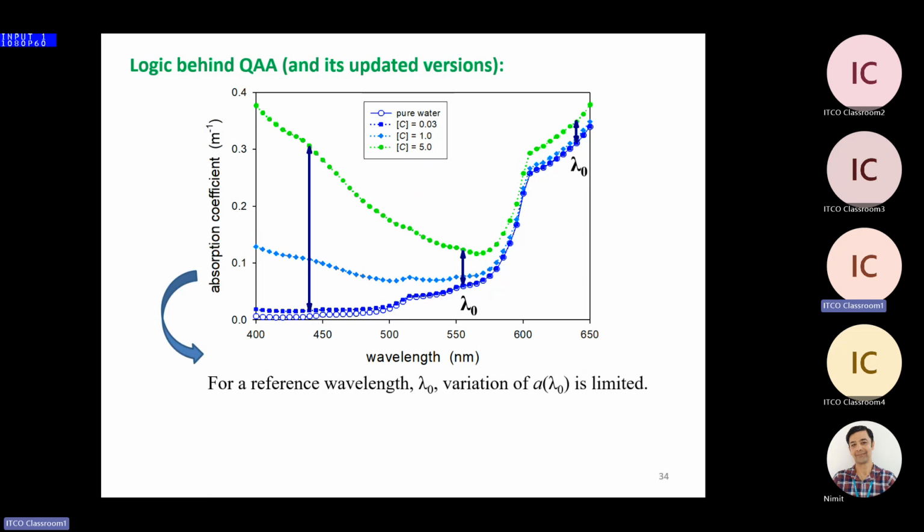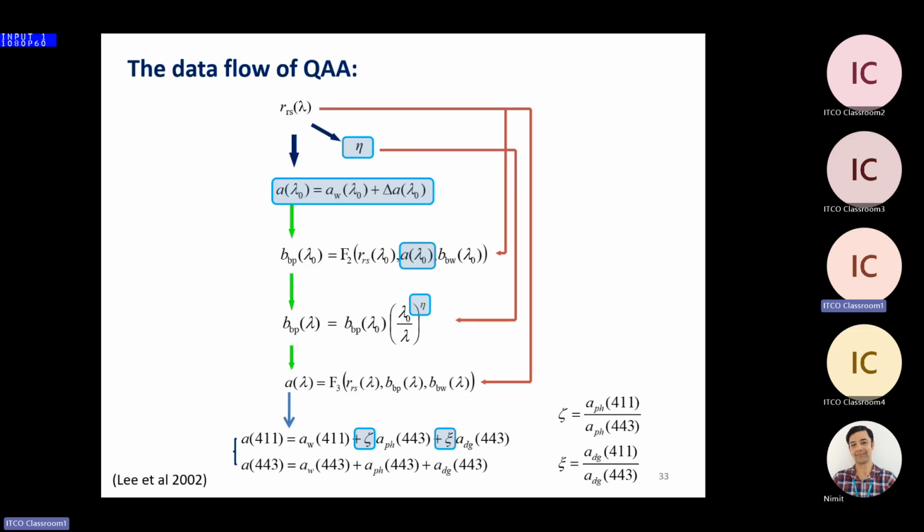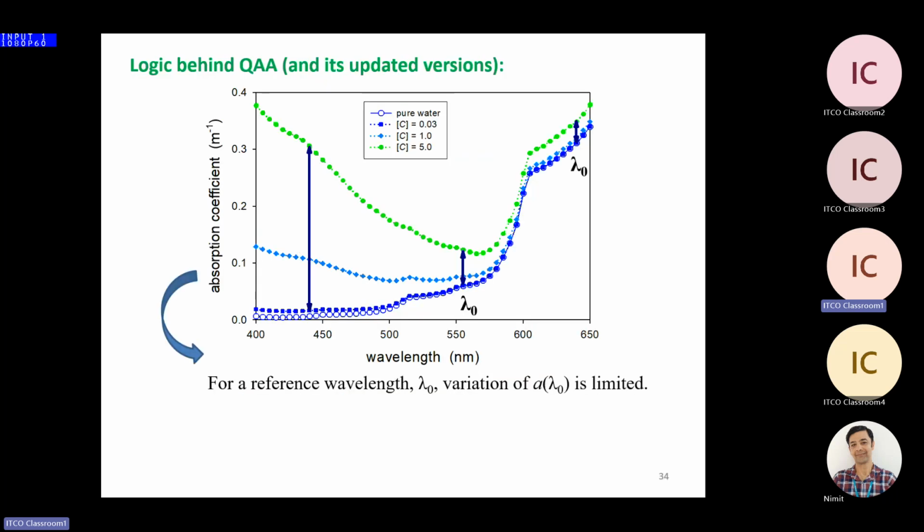The logic behind the estimation of A at lambda 0, as you can see here, is that the key is getting A at lambda 0, because only after we know A at lambda 0 can we calculate BBP at lambda 0. Why can we get an estimation of A at lambda 0? That's because total absorption is a sum of A water plus other things. And A water, as I showed this morning, increases with wavelength, and at a longer wavelength, it is dominated by A water.